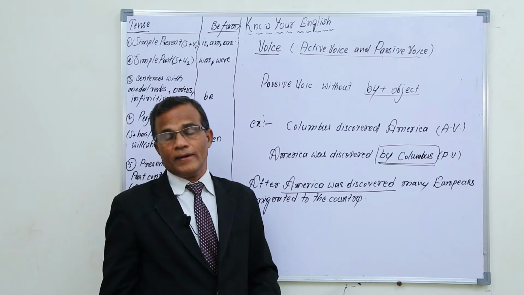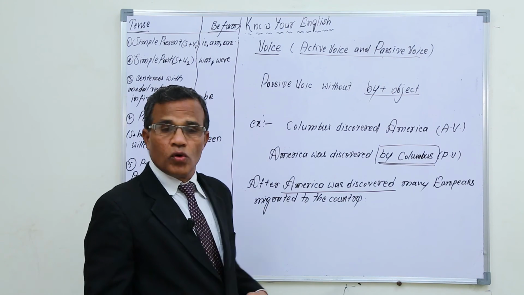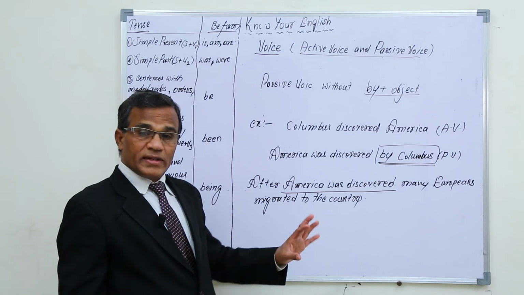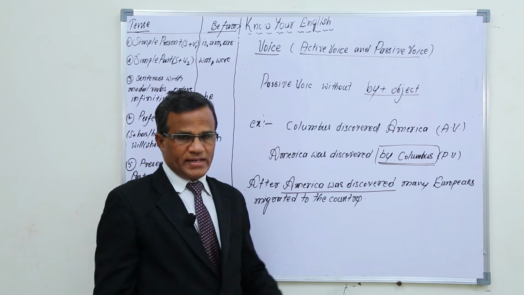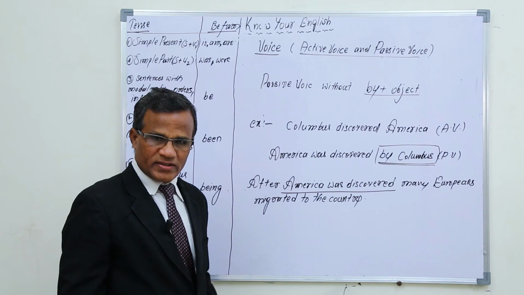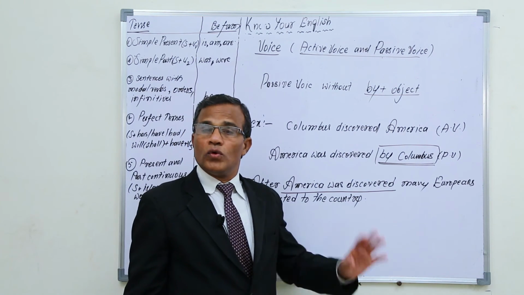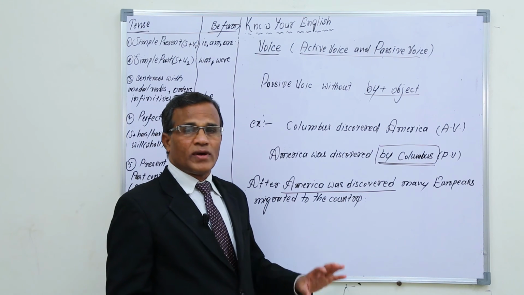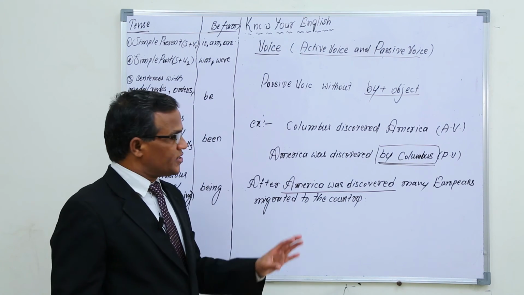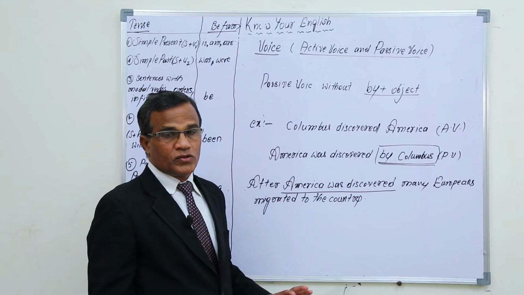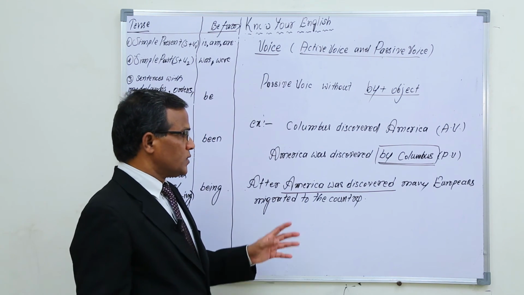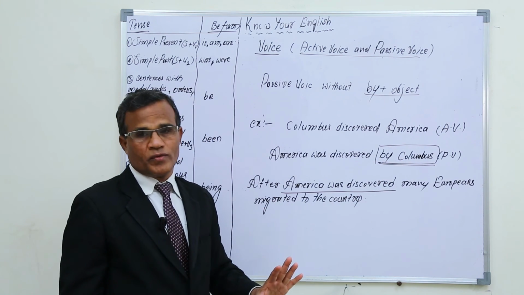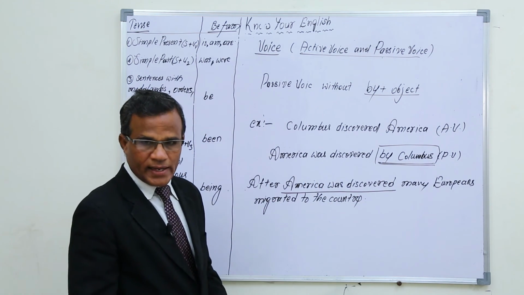In the same way, for example, Graham Bell invented the phone. The passive voice for that: the phone was invented by Graham Bell. The phone was invented. It's the passive voice. We can take it in this way: after the phone was invented, revolutionary changes have come into the IT sector. So passive voice is more useful in this way. In our day-to-day life, passive voice without by plus object is more useful. It is so widely used in our day-to-day life.